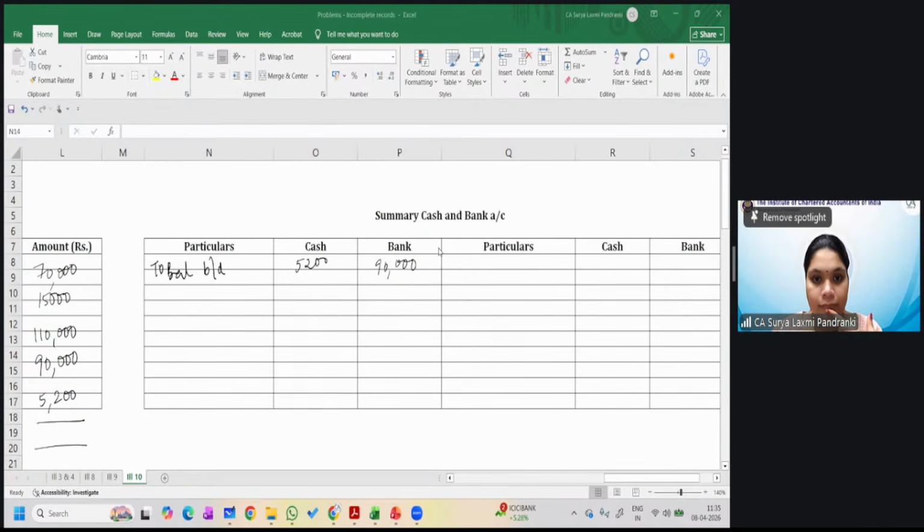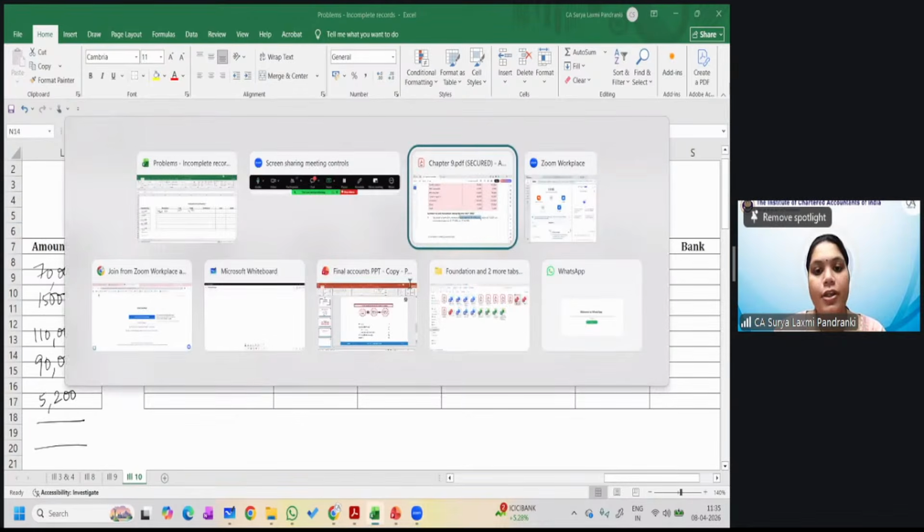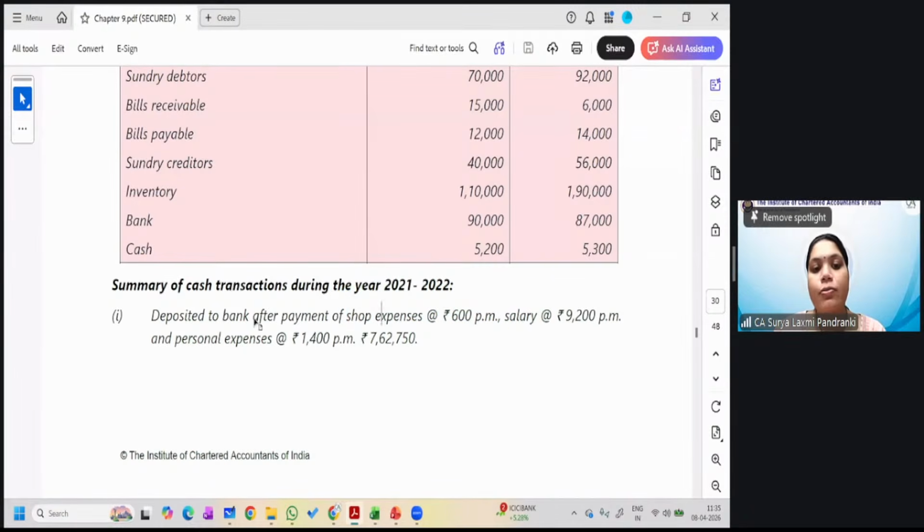Ma'am, they are shown in PNL. So now I am showing you the first transaction here. They told deposited to bank after payment of shop expenses of 600 per month, right? Now, what will I have to do with this? What will be the transaction? That is what I'm asking.